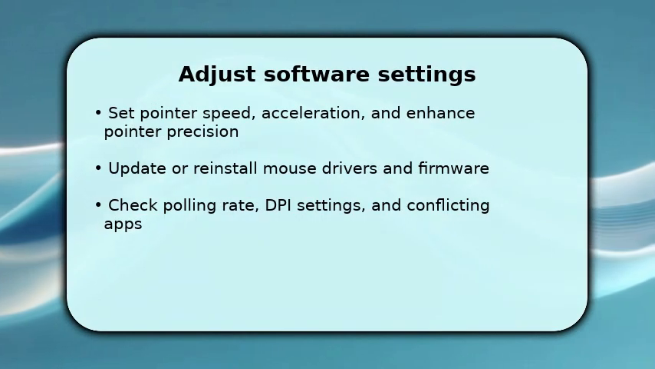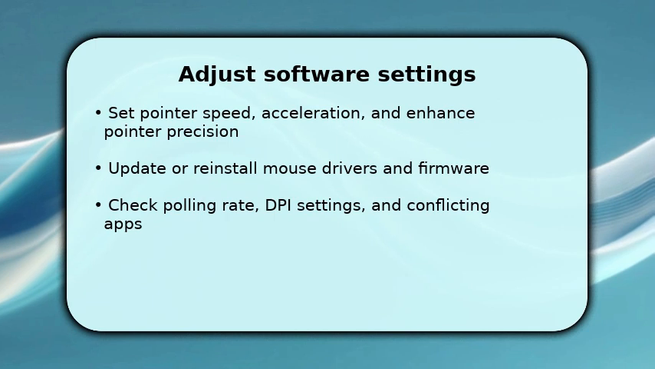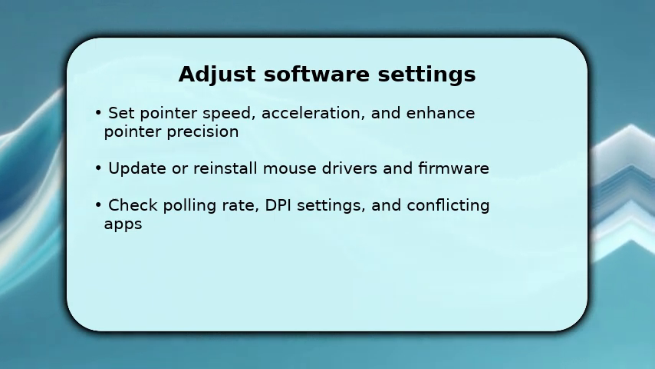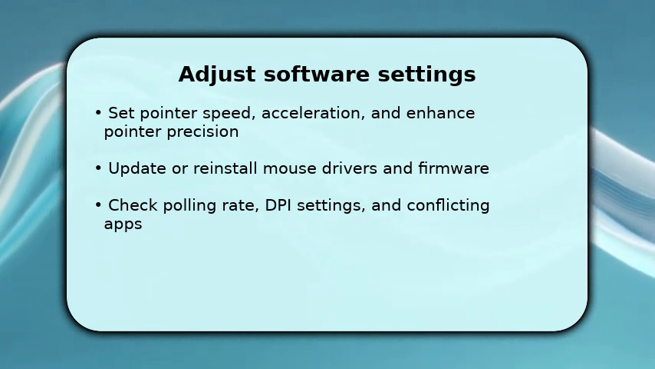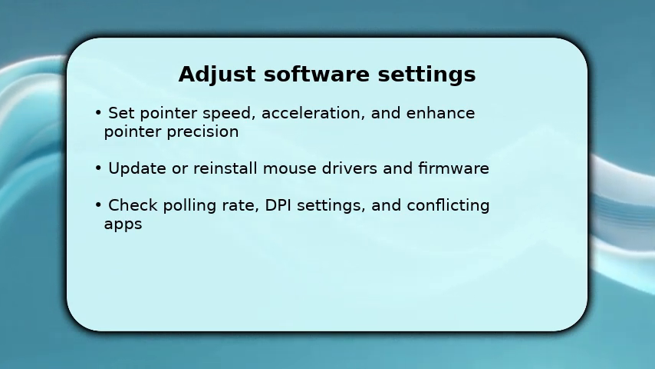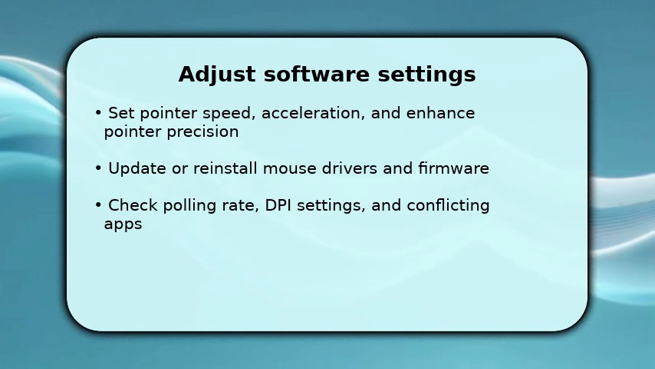Next, you address software and driver-level causes, because incorrect settings often cause jitter. Open the OS mouse settings and set pointer speed to a neutral level. Turn off enhance pointer precision to avoid unpredictable acceleration. Then, update or reinstall the mouse driver and check the manufacturer's firmware utility for DPI and polling rate adjustments.